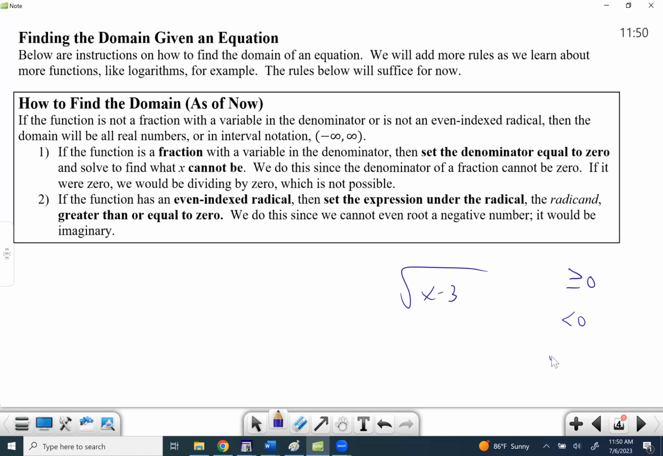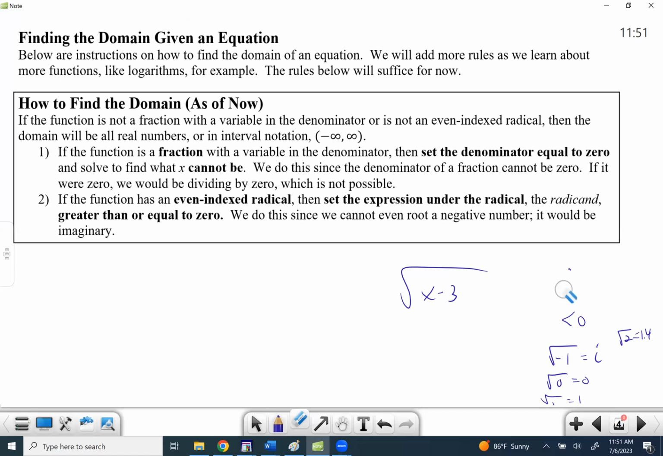And when we try to square root negatives, we get imaginary numbers. Now, if we try to square root 0, that's fine, we get 0. If we try to square root positive numbers, that's fine, we get values out. They may not be pretty values, like 1.4 and so on, but we get values out. We don't get imaginaries. So when you set it greater than or equal to 0, you're saying it needs to be 0 and up. I cannot square root a negative. So that's why we do it.